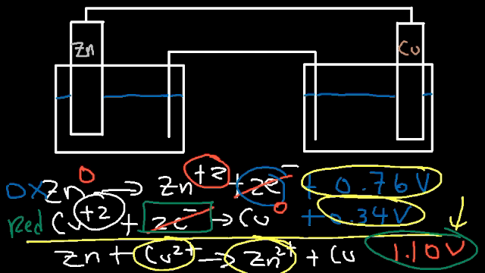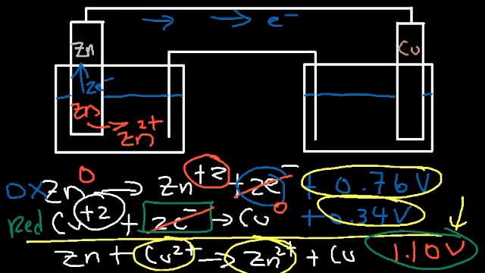Now, let's understand what's happening in this electrochemical cell. The zinc atoms in the zinc electrode are losing 2 electrons. So every atom is going to give away 2 electrons. And so the electrons are going to flow from the zinc electrode into the copper electrode. So as zinc loses 2 electrons, it's going to enter the solution as zinc 2 plus.